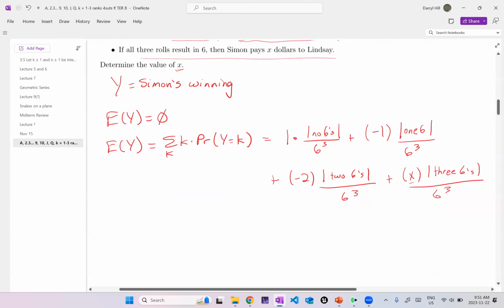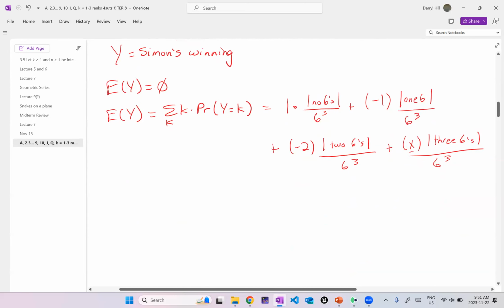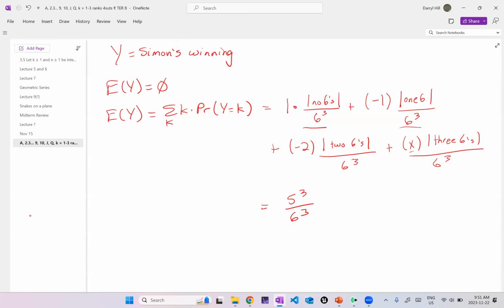Okay, so that's our expected value of Y, and we want to find a value for x that makes all of this equal 0. So the number of ways I can roll no sixes on 3 dice is, anybody quickly? Yeah, so this is equal to 5 to the power 3 over 6 to the power 3. That's for this one. Exactly one 6: well, I have 3 dice. I choose one of them to be a 6. There's 3 ways to do that, times 5 ways to roll a 1 through 5 on each of the other 2 dice. Plus -2, two 6s. Well, that is 3 choose 2, and then times 5 for the remaining die. And all 3 sixes is x times, well, there's one way to do that, right?